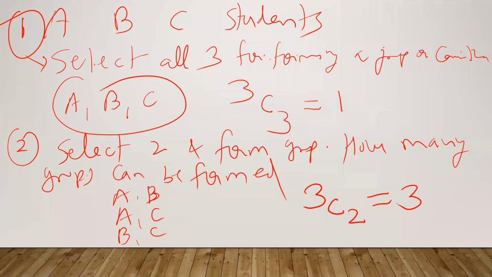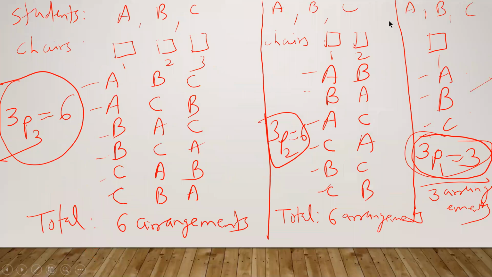Look at here. Out of 3 people, I have selected 2. How many committees or groups will be formed? 3 groups. First AB, second group AC, and third group B and C. So 3C2 will be 3. What was 3P2? Out of 3 people, we selected 2 and put them in order. So we got 6 arrangements, but in combination we will get only 3: AB, BC and AC.